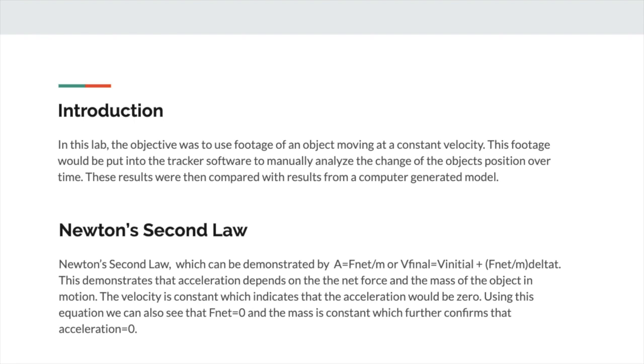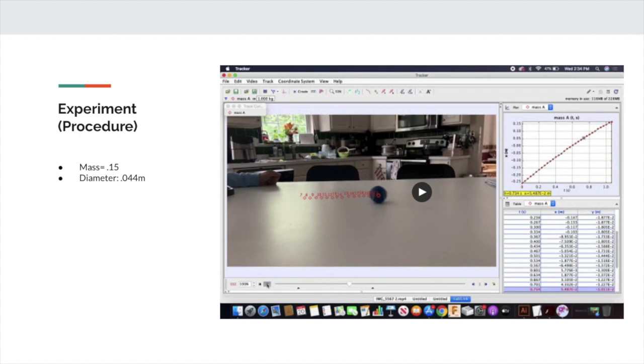So here is the video of my experimental model. Just a few variables to begin. The mass, I chose to roll a mini tennis ball with a mass of 0.15 kilograms with a diameter of 0.044 meters. So I'll play the video now.